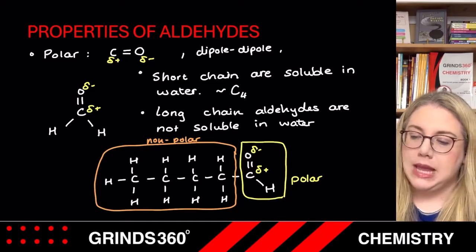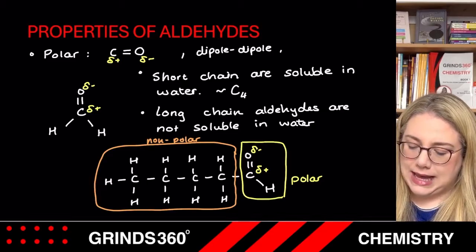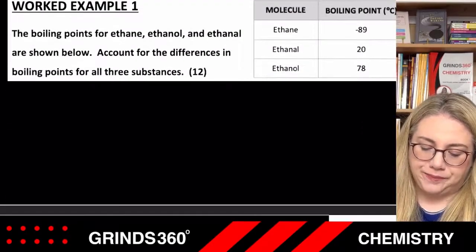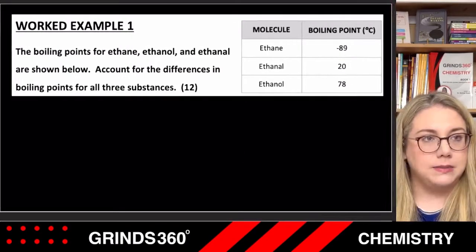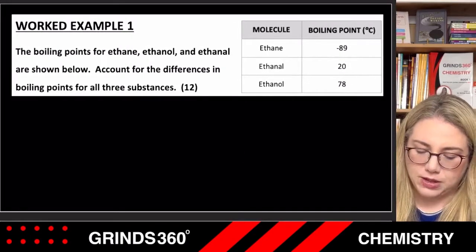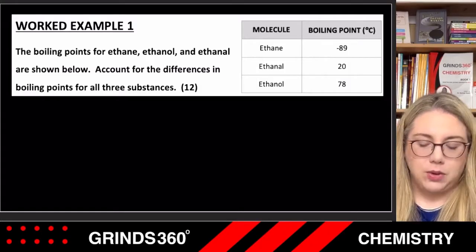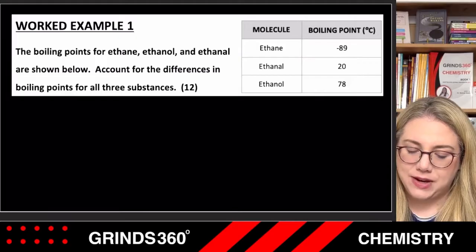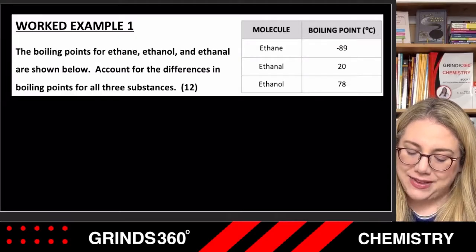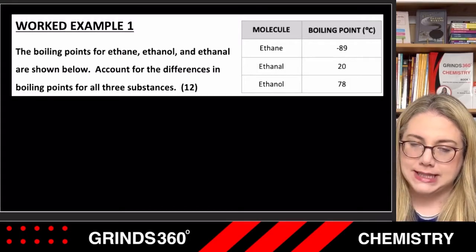Okay? Now, let's have a look at a couple of worked examples. These worked examples are done out in the notes. I'm just going to make that a little bit smaller so it's not cut off. Okay, worked example number 1. The boiling points for ethane, ethanol, and ethanal are shown below. Account for the differences in boiling points for all 3 substances.